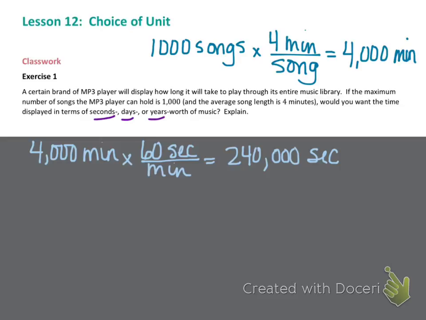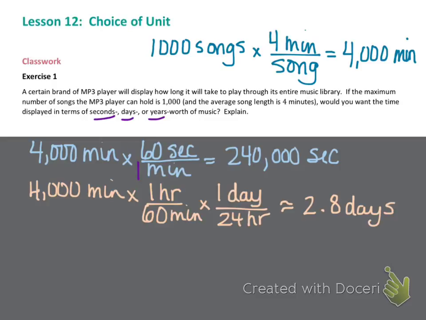Obviously, 240,000 seconds is less meaningful to me than 4,000 minutes, so I'm going to go the other direction. This time I used 2 unit multipliers. I've got 4,000 minutes that I'm starting with. I'm going to multiply by 1 in the form of 1 hour over 60 minutes, and that would give me how many hours of music. So 4,000 divided by 60 would tell me how many hours of music I have. But because the problem asked me to do days, I'm going to go ahead and multiply by 1 day is 24 hours.